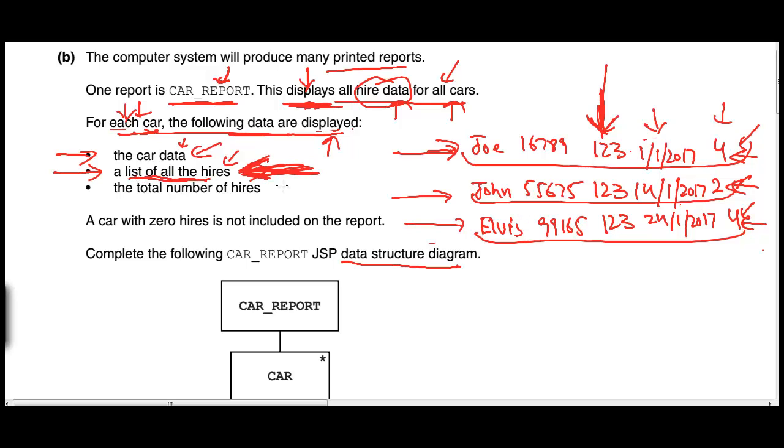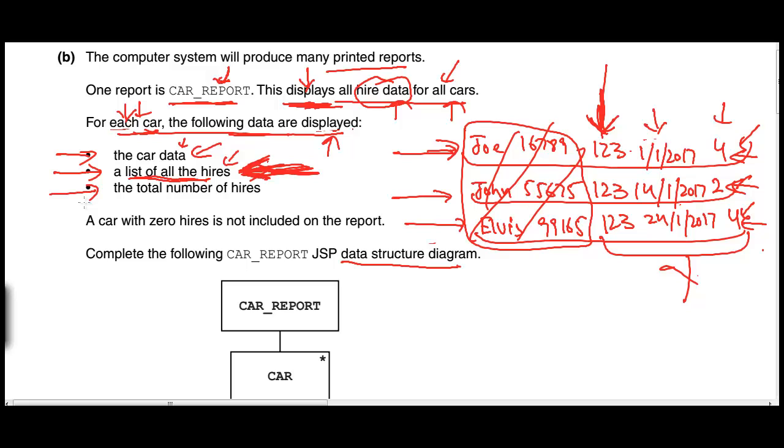The impression that we are getting is that he's not interested in customer data up till now. He's interested only in this data, right? Data related to hire. And also he has said that this report is going to output the total number of hires. So in our example, this car has been hired 3 times, right? So for our example, if this was car number 123, 3 would be the total number of hires for car number 123.